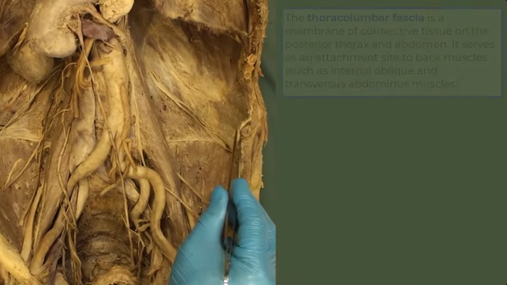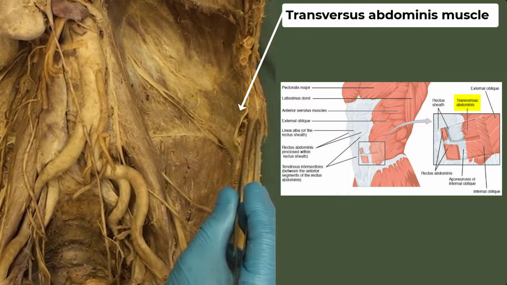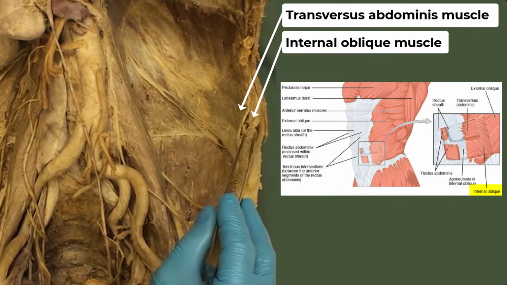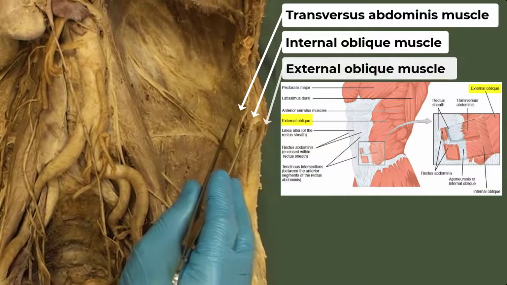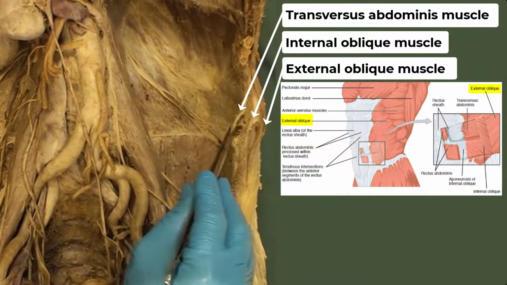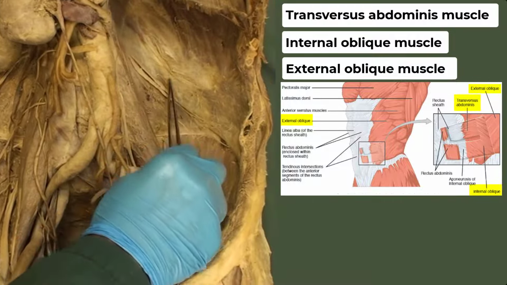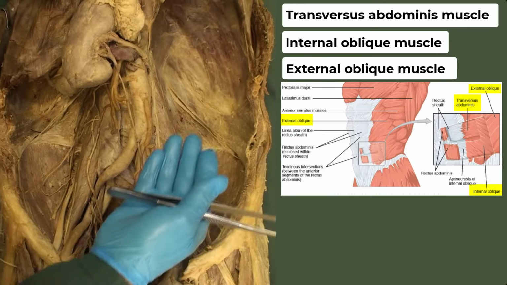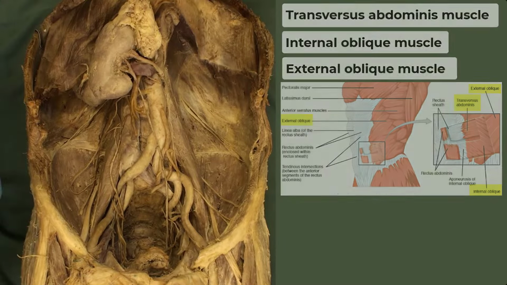So let's look at these muscles. That is transversus abdominis muscle right there. Then this middle one is the internal oblique or internal abdominal oblique muscle, and that is external. Now these two actually attach to the lumbar vertebrae via this fascia, thoracolumbar fascia. So then practically these are the muscles found in the posterior abdominal wall.